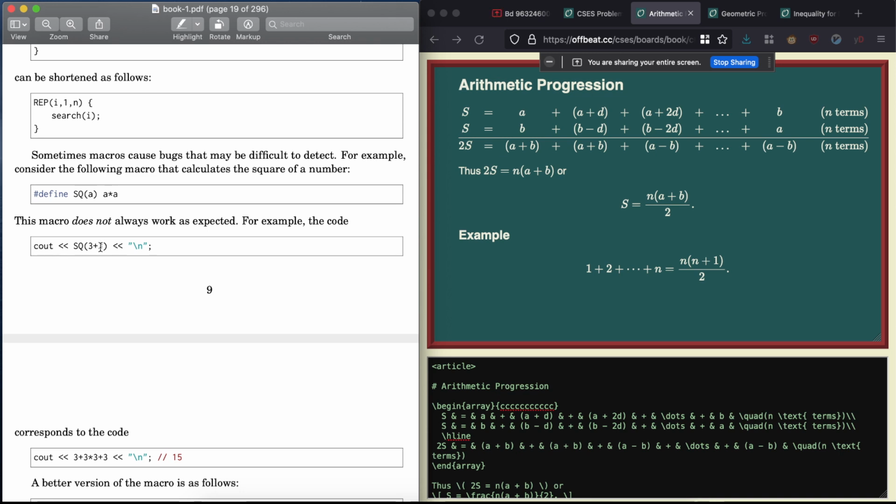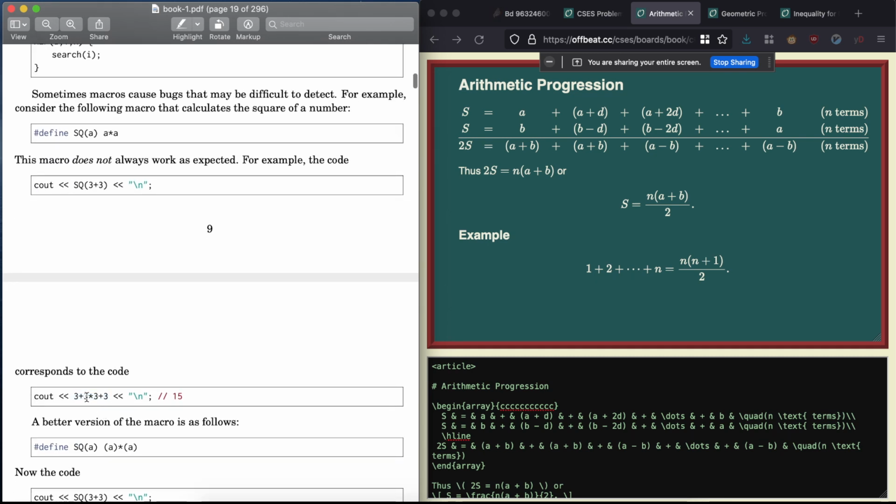6 squared is 36, but the answer we would get is 15, because macros work almost like copy paste. It's just getting replaced with the expansion. So this 3+3 is going to be a single argument for this a, so it would get replaced with 3+3, then this asterisk operator, and then 3+3. So the expansion is shown here, and then because of the operator precedence, 3 times 3 will be computed first. That would be 9 plus 3 is 12, plus 3 is 15. So 15 is the result.